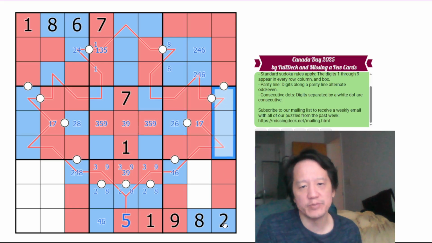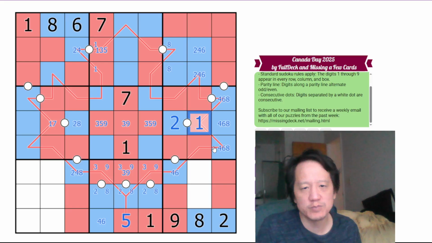These digits cannot be 2. So it's 4, 6, and 8. That 4, 6, 8 triplet eliminates 4, 6, and 8 in the rest of the box. So this can't be 6. This is 2. This must be 1 then to be consecutive with it, which means this can't be 1. This is 7, which makes that 8. This can't be 8 here. It can't be 8 here.